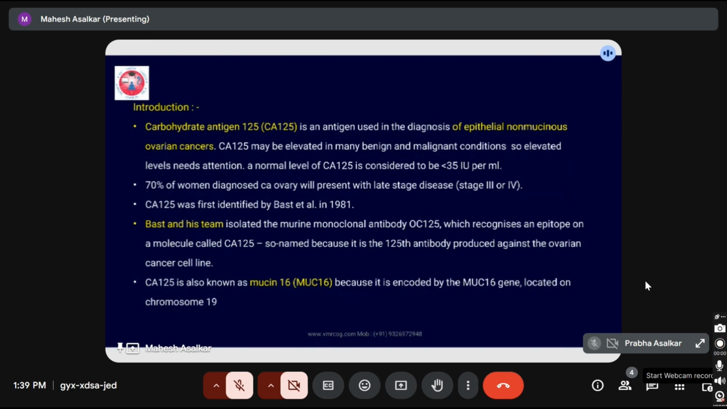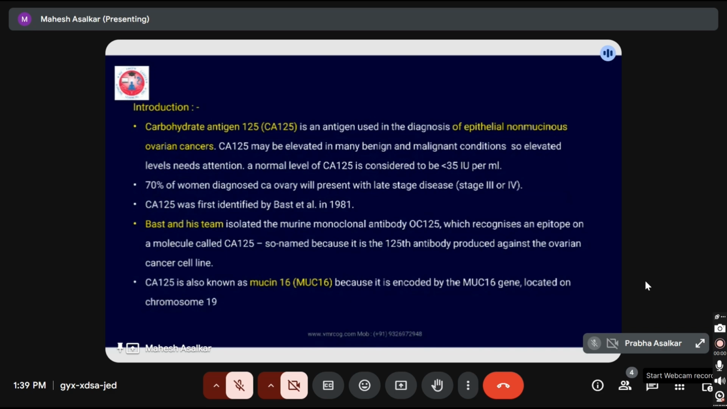We know well that most ovarian cancer presentation is late because there is no effective screening. That is why almost 70% of ovarian cancer will present in stage 3 and 4. The CA125 levels in these patients are generally raised in late disease, but in early disease the level may be normal. This CA125 was first identified by Bast et al.